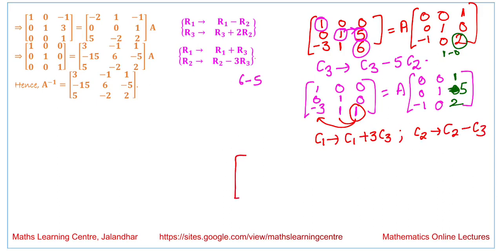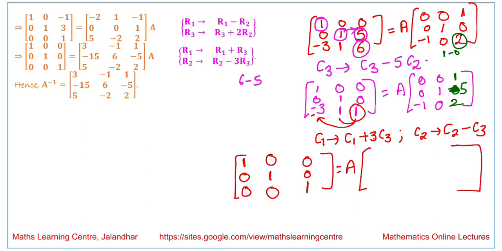So the matrix we obtain, the third column will remain unchanged. When we are talking about column 1, it is column 1 plus 3 times column 3. So it is 1, this term will be 0, and this term is also equal to 0. When we are talking about column 2, it is column 2 minus column 3, this is 0, this is 1, and this element will become 0, and we are saying this is equal to A into, column 3 is unchanged, it is 1 minus 5 and 2.